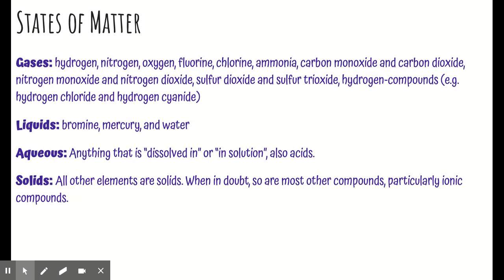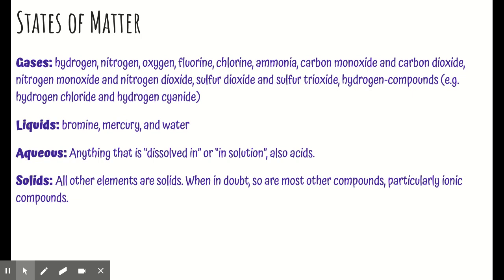So anything that is naturally a state of matter that is gas, and these are going to be kind of obvious because these are mostly your nonmetals, right? So the gases are going to be anything that's up on that top right-hand corner of your periodic table. So you have hydrogen, nitrogen, oxygen, fluorine, chlorine, ammonia, carbon monoxide, carbon dioxide, nitrogen monoxide, nitrogen dioxide, and a couple more here. So hydrogen compounds are gases for the most part. So those are ones you're just going to have to get used to seeing.